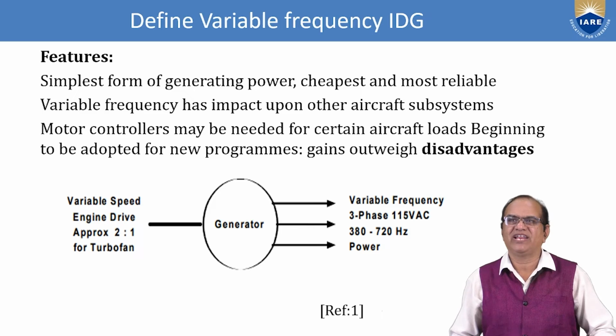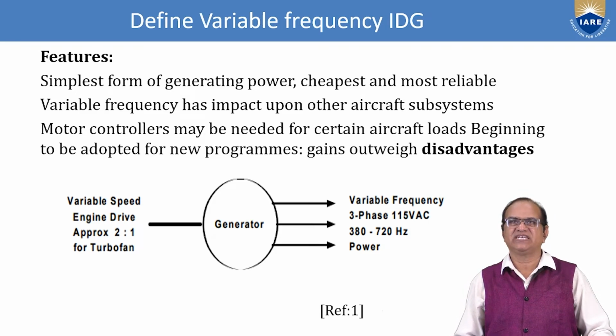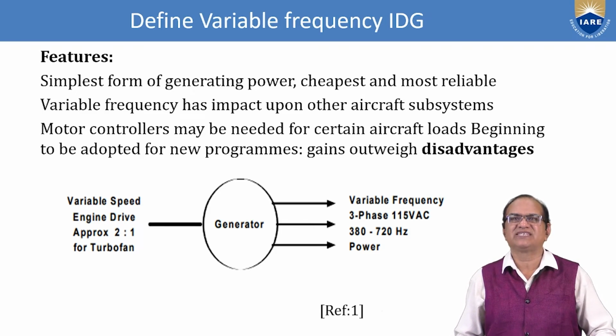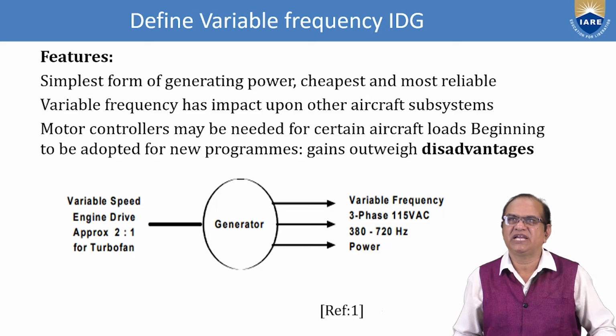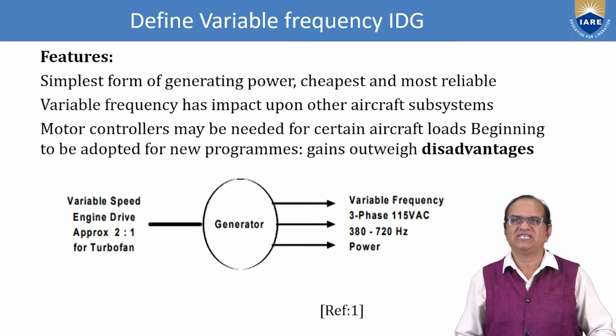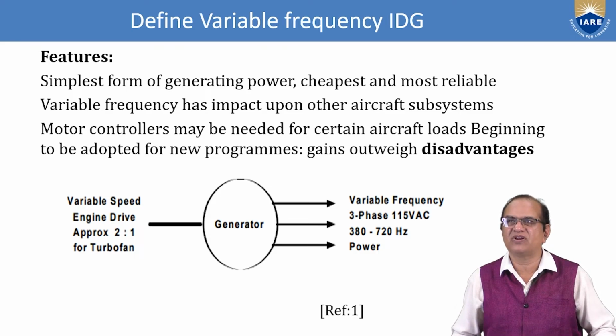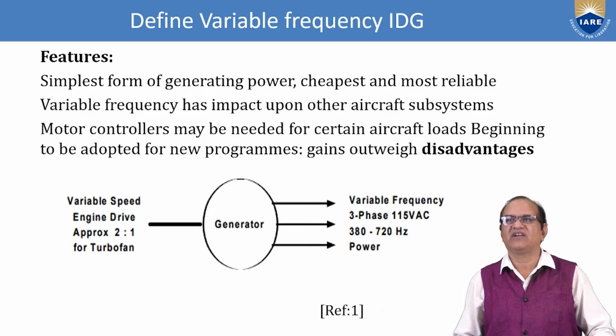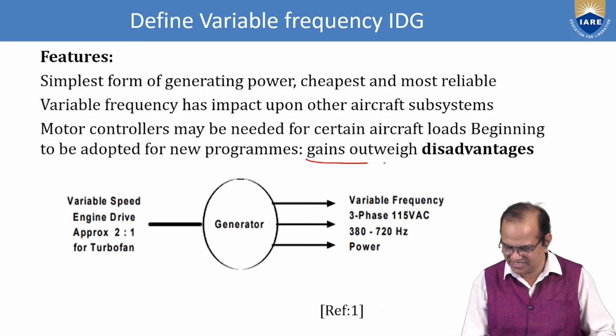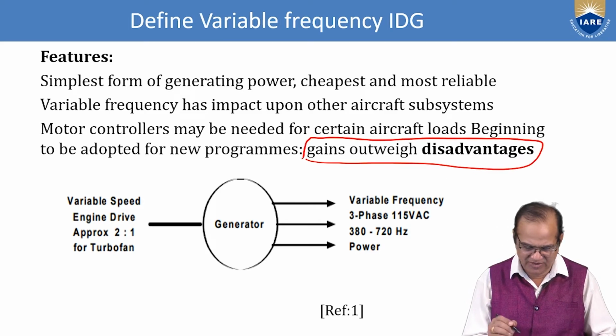Then we have the variable frequency generator. The features of this are that it is the simplest form of generating power, cheapest and most reliable. Variable frequency has an impact upon other aircraft subsystems. Motor controllers may be needed for certain aircraft loads. It is beginning to be adopted for new programs. The gains outweigh the disadvantages of this type of system.